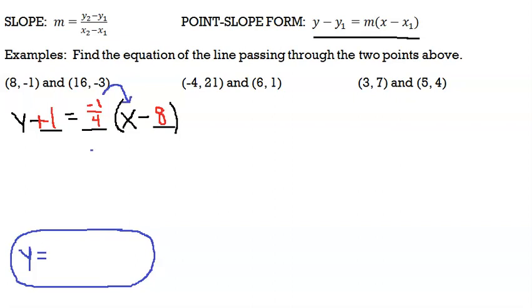Negative 1/4 times x, we're just going to distribute. So that's going to give you negative 1/4 x. And then here we're going to distribute. A negative times a negative is a positive. And 1/4 of 8 is 2.